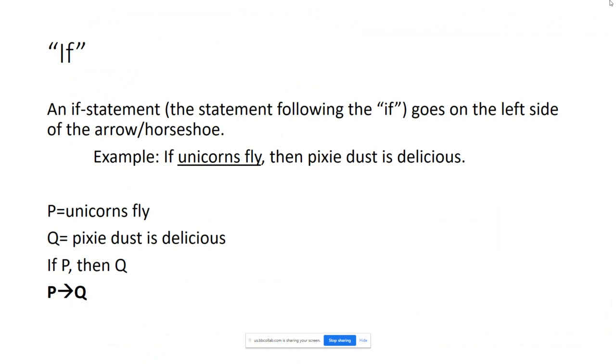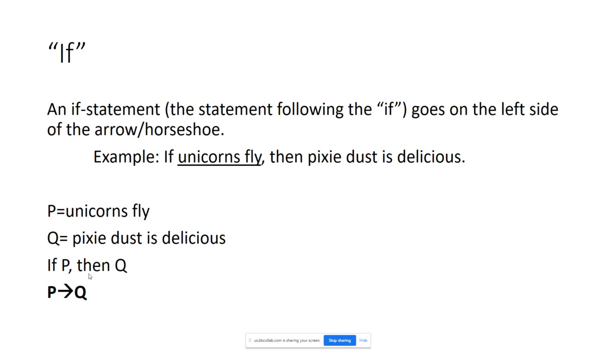So here's an example. If you get this English sentence, if unicorns fly, then pixie dust is delicious. Now your if statement is the thing that's underlined: unicorns fly. That's the simple statement that follows the if. So when we symbolize this, we've got two simple statements in this conditional. Unicorns fly, that'll be P, and Q will be pixie dust is delicious. So, if you just symbolize the statements, you get if P, then Q.